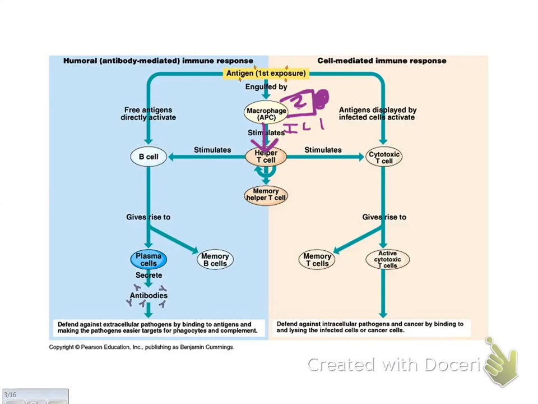Okay, so macrophages release interleukin 1, which tells helper T cells to release what? What do helper T cells release? Interleukin 2. So write in interleukin 2 on both sides. Okay, so interleukin 2 is released from the helper T cell, and it goes, let's go B cells first.